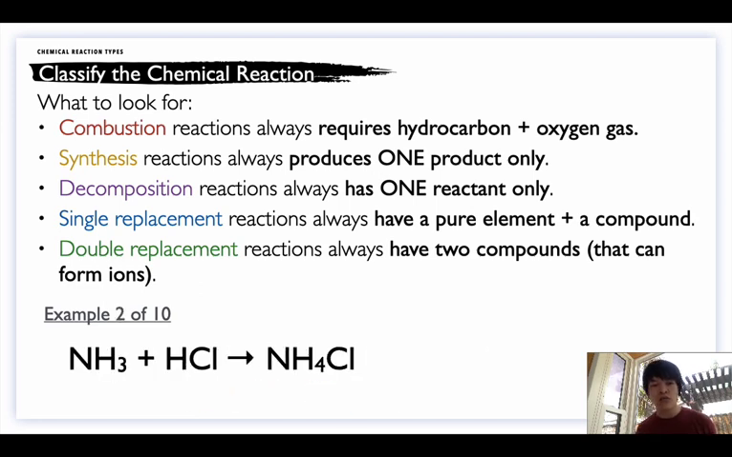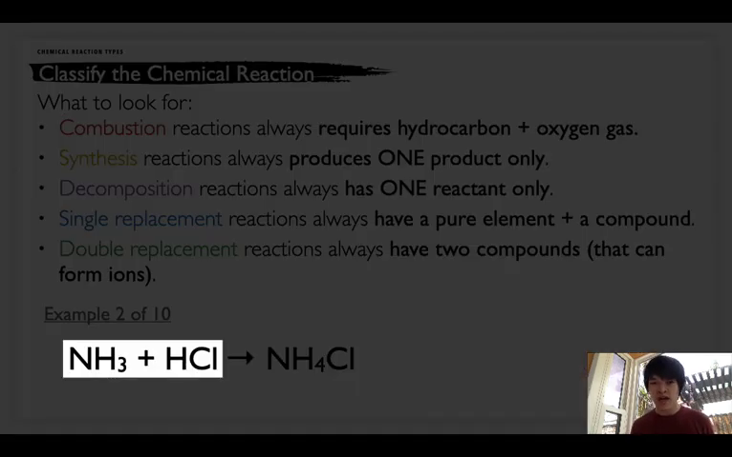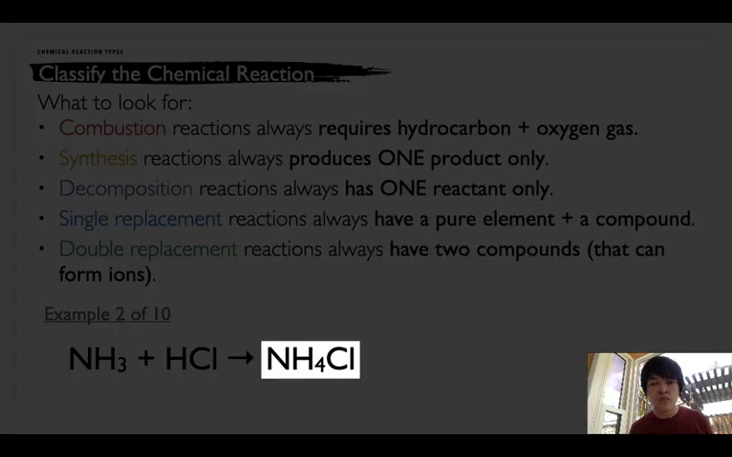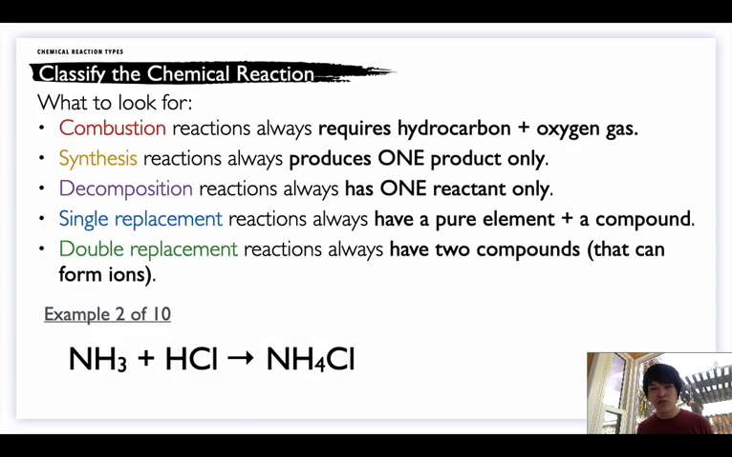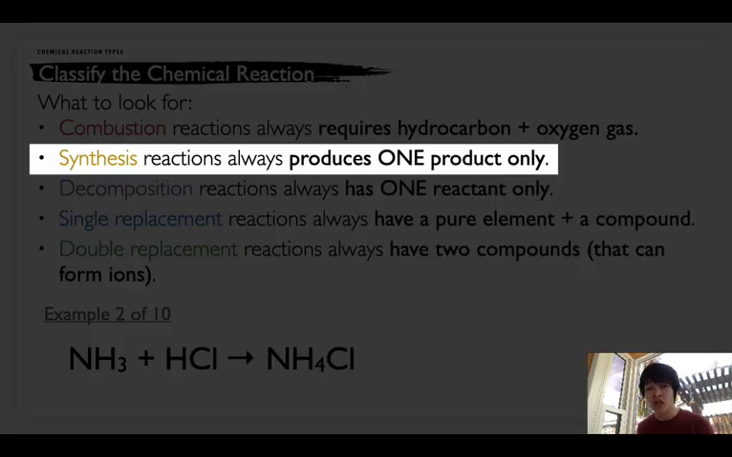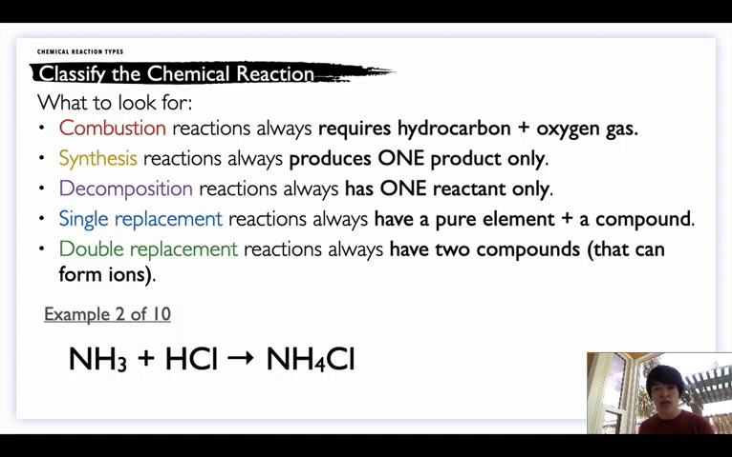Now we have ammonia reacting with hydrochloric acid, and it's producing ammonium chloride. Now for this reaction, I'm looking at the fact that there is only one product, so this is automatically a synthesis reaction. Synthesis reactions only have one product.